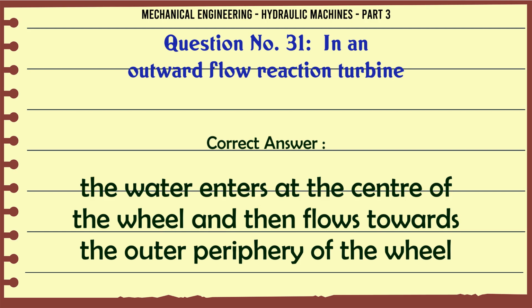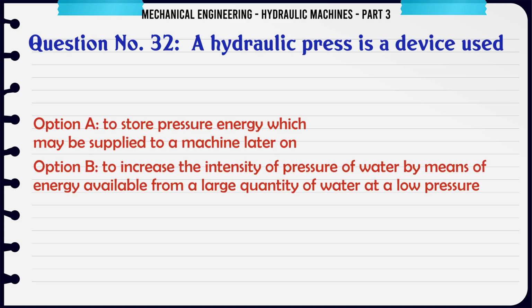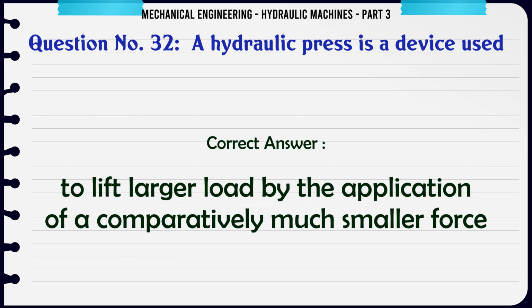A hydraulic press is a device used A. to store pressure energy which may be supplied to a machine later on. B. to increase the intensity of pressure of water by means of energy available from a large quantity of water at a low pressure. C. to lift larger load by the application of a comparatively much smaller force. D. all of the above. The correct answer is to lift larger load by the application of a comparatively much smaller force.